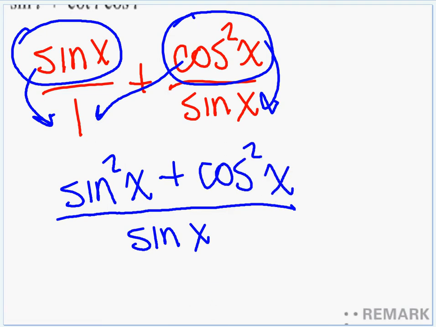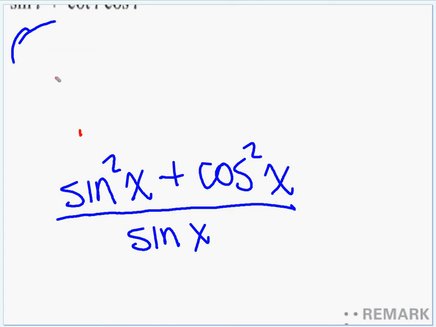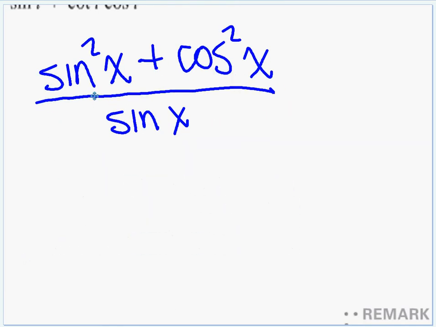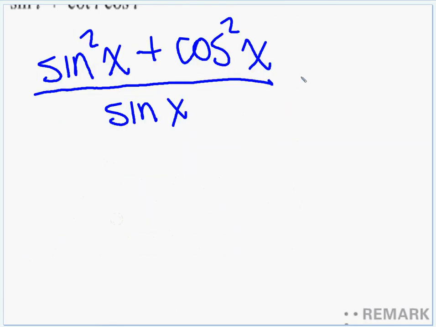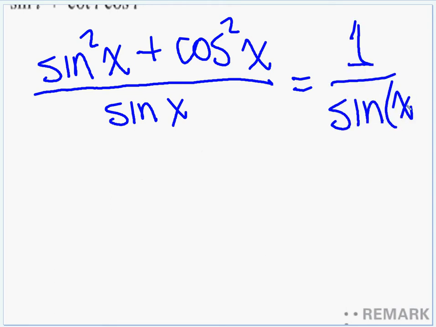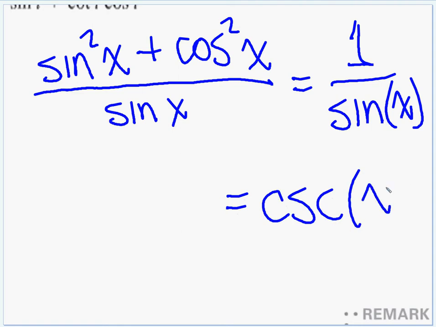Okay, if it hasn't already gotten deeply ingrained, when you see sine squared plus cos squared, something should jump into your head immediately. Sine squared plus cos squared is equal to 1. And that's over sine. Okay. 1 over sine, that's a reciprocal, which is the same thing as cosecant of x. So there's our finish line.